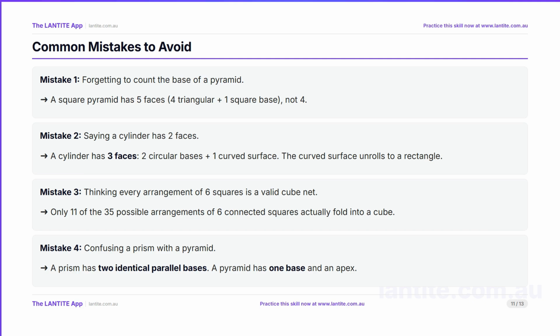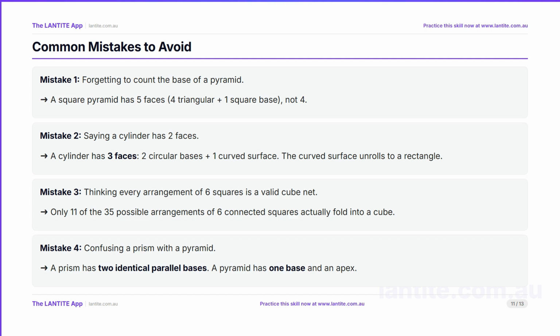Let's go through some common mistakes. First, students often forget to count the base of a pyramid. A square pyramid has 5 faces, not 4. Don't forget the square on the bottom. Second, a cylinder has 3 faces, not 2. There are 2 circular bases plus 1 curved surface, which when unrolled becomes a rectangle.